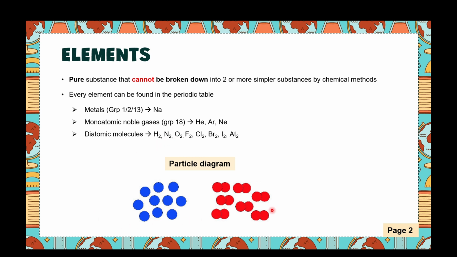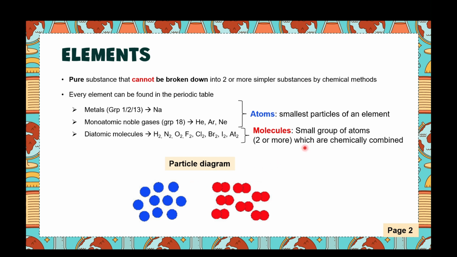In terms of the particle diagram, the monoatomic noble gases, which are found in group 18, can be represented in these blue circles, whereby atoms exist individually. On the other hand, diatomic molecules can be found on this red particle diagram, whereby the atoms exist in pairs. So again, atoms, recap, are the smallest particles of an element. Molecules, on the other hand, refers to a small group of atoms, usually two or more, which are chemically combined.